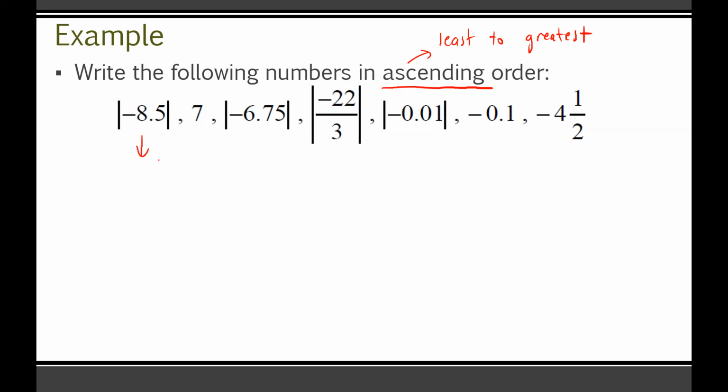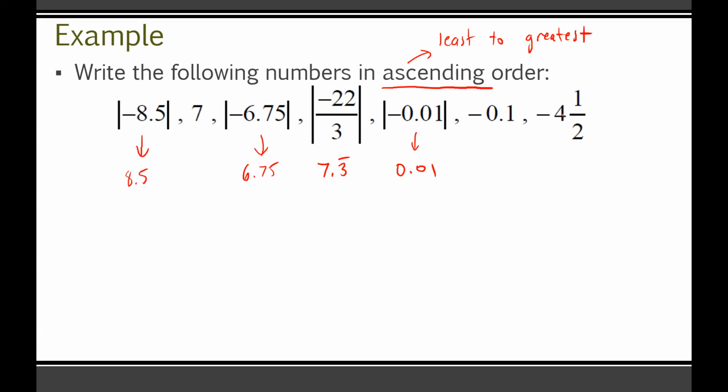So on this guy, -8.5, that's just the same thing as saying +8.5. 7 is just 7. I'm not going to bother with that one. The absolute value of -6.75 is going to be positive 6.75. We got a fraction here. I think we should probably deal with this as a decimal just so we can compare it to the other ones. The absolute value of negative 22 over 3 is the same thing as just positive 22 over 3, which is going to be 7.3 repeating. This guy right here is just going to be 0.01.